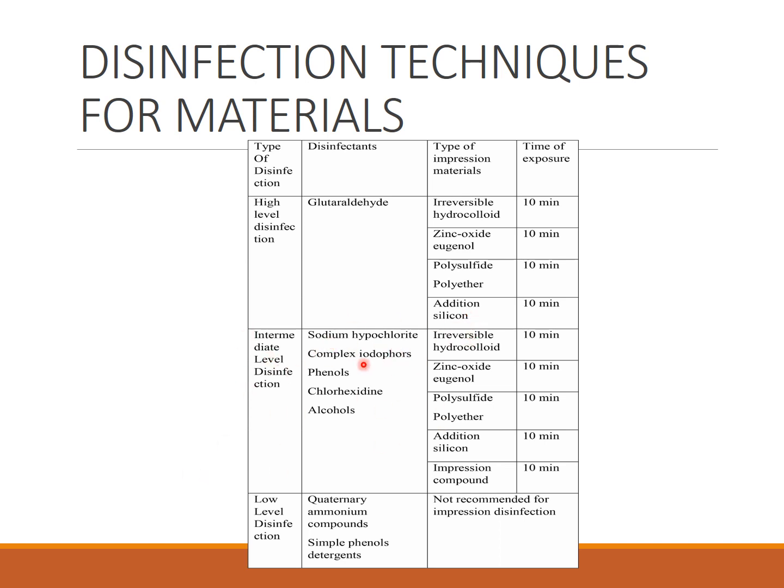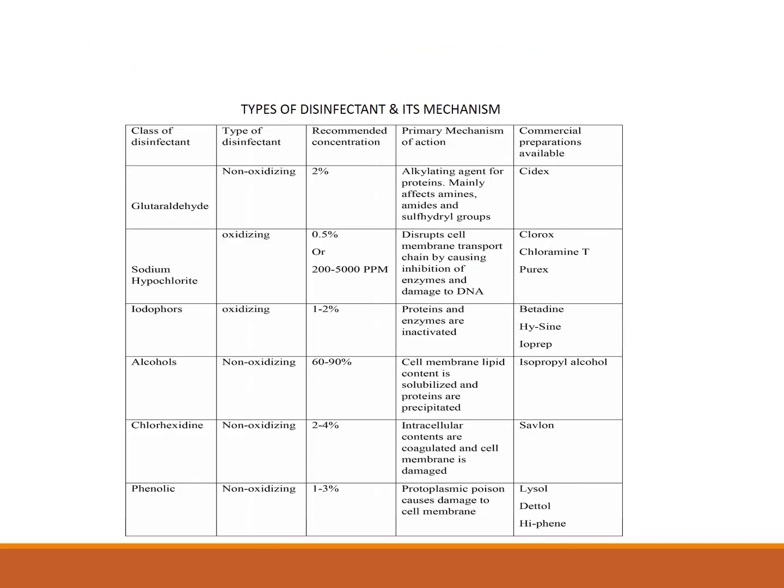Intermediate has sodium hypochlorite complex, iodophors, phenols, chlorhexidine, alcohols. So zinc oxide eugenol, polyether, addition silicone, impression compound. And this is not recommended. So guys, usually 10 minutes. Type of disinfection and its mechanism.